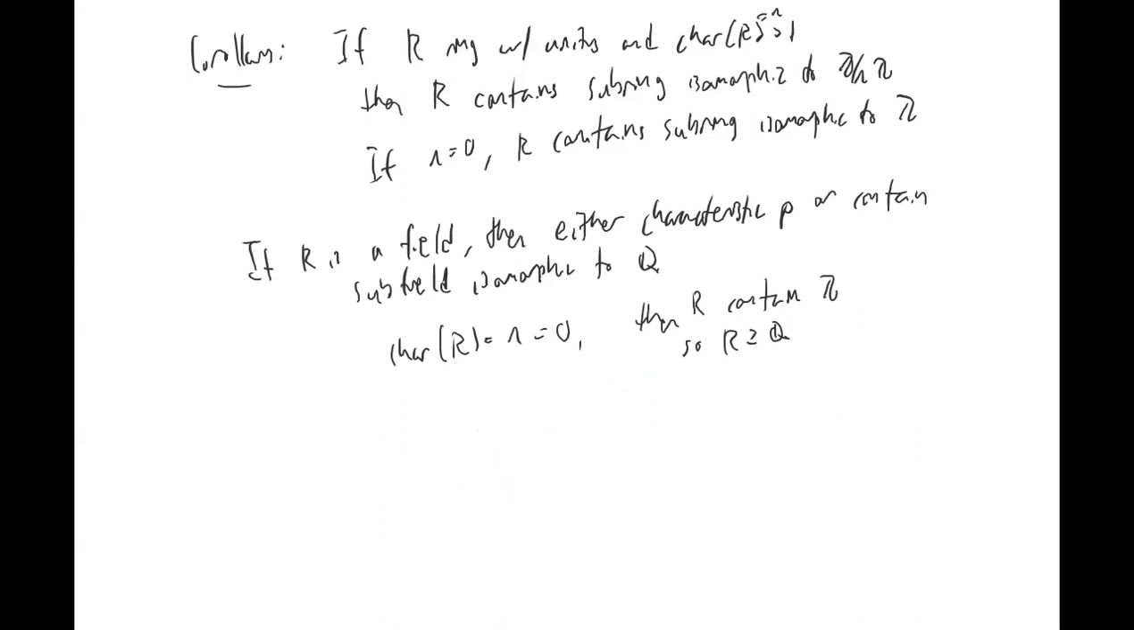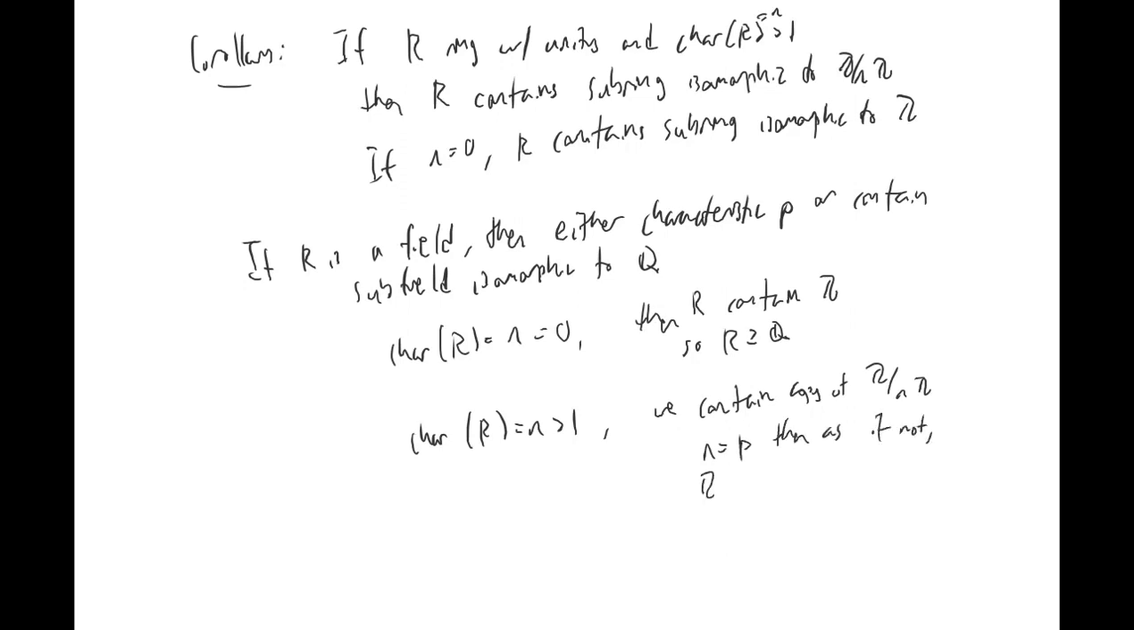Okay, and then obviously, if the characteristic of R equals n, which is bigger than 1, then from the corollary we contain a copy of Z mod nZ. But n must be prime, as if not, Z mod nZ has zero divisors.